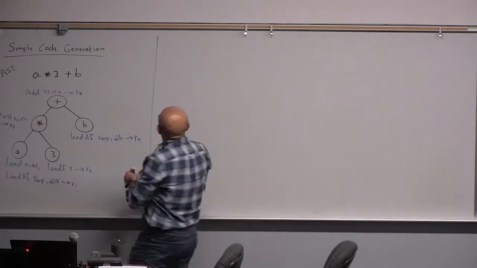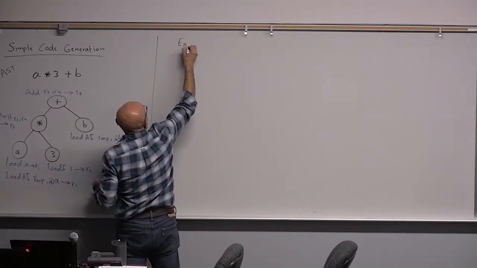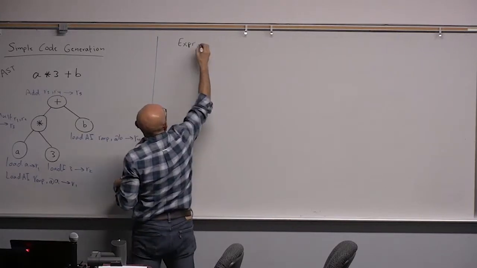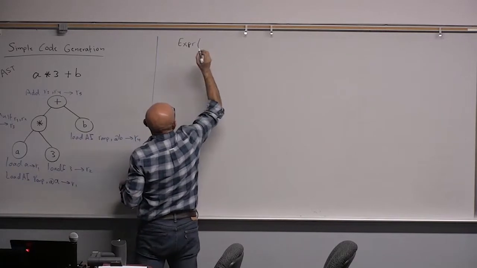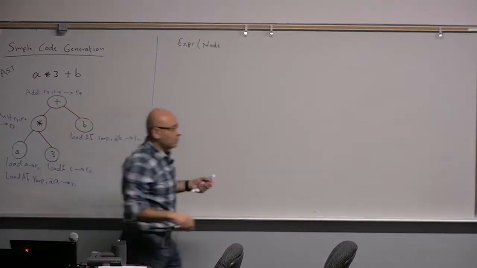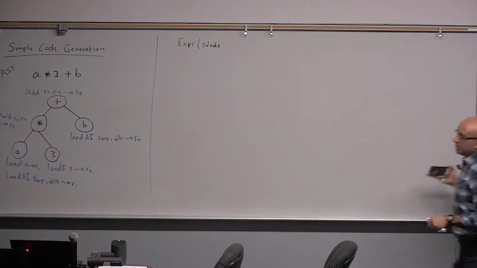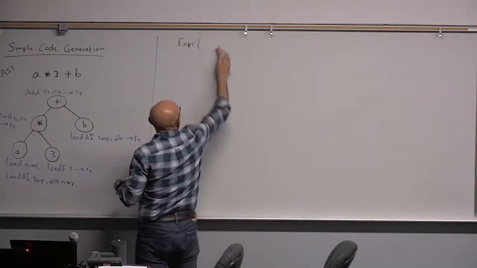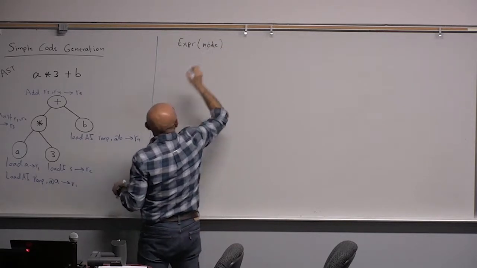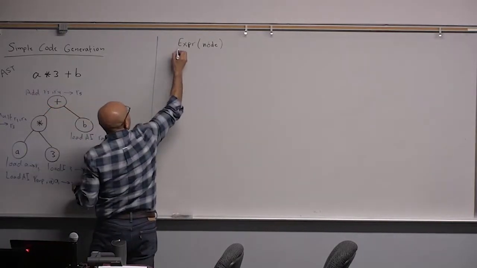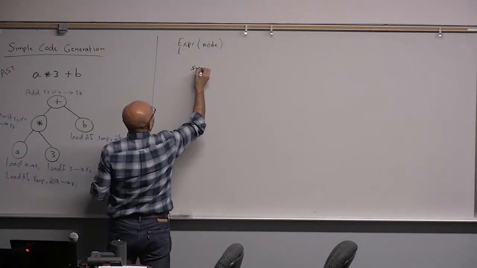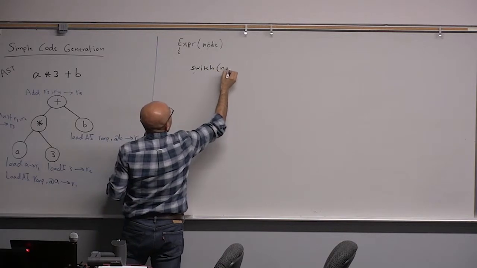So let's define a function expression for generating an expression, and that will take a node. So this is pseudocode, it's not actual code. The parameter for this is going to be a node, and then it's going to switch on the type of the node.